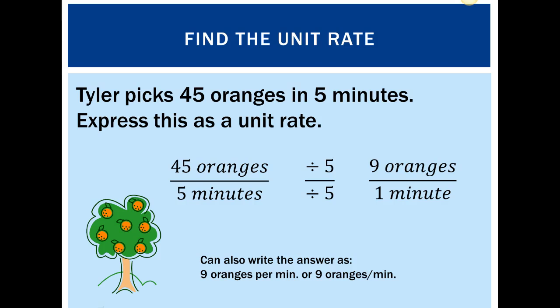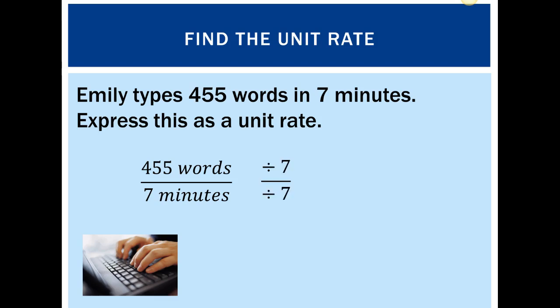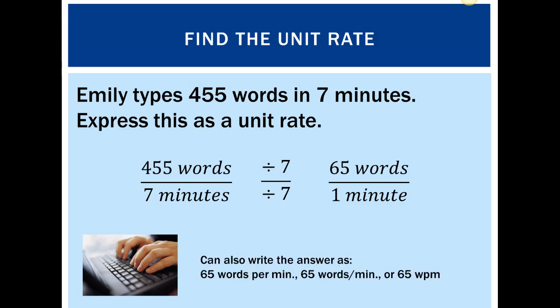Let's try another example. Emily types 455 words in 7 minutes. Express this as a unit rate. Again, we will start with the original ratio. Since we need the denominator to be 1, divide both the top and bottom by 7. This will give us our unit rate of 65 words a minute. You could also write this as 65 words per minute. You could write 65 words / minute, or in this case we could use the very common abbreviation 65 WPM.